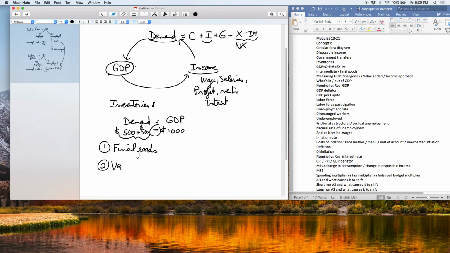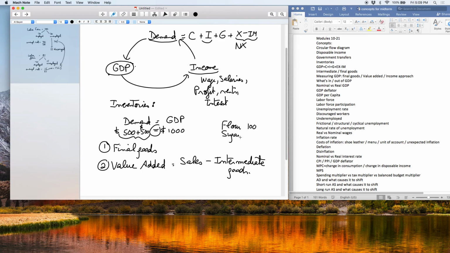Alternatively, we can count the value added, which is for each sector, take the value of sales and subtract from it intermediate goods. Intermediate goods is the value of any inputs that you put in. The reason we have these two separate approaches: with the final goods approach, we're worried that if I count for every sector of the economy how much they produced, some sectors are being used as inputs in other sectors.